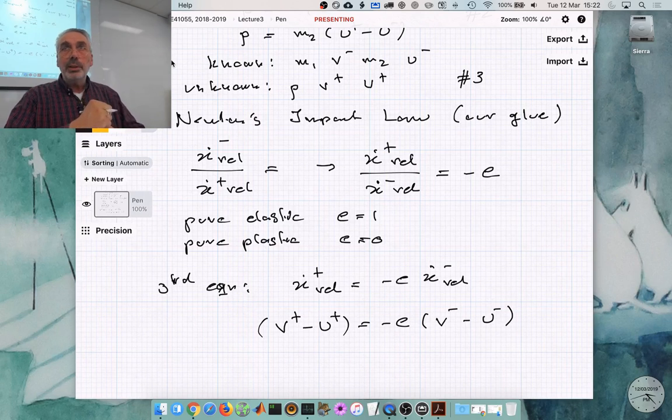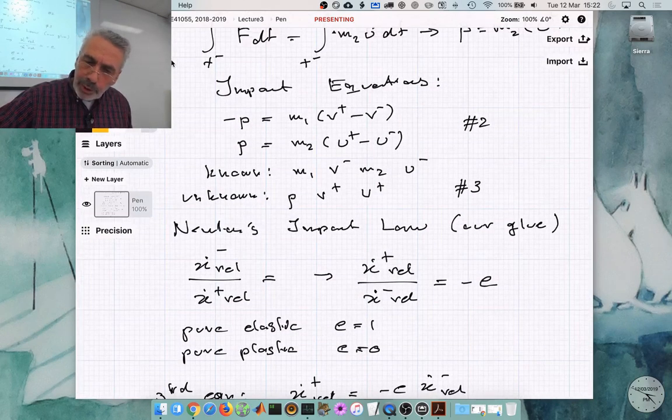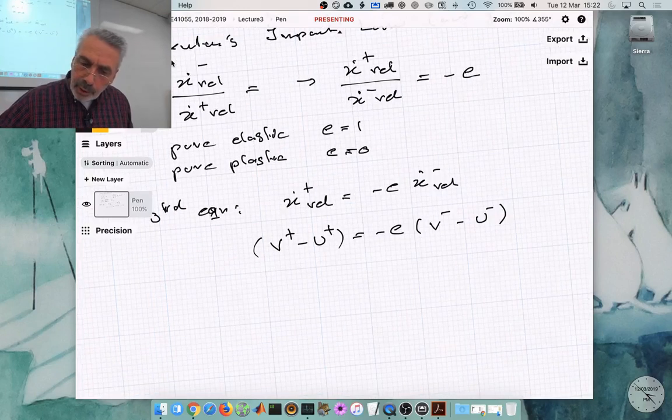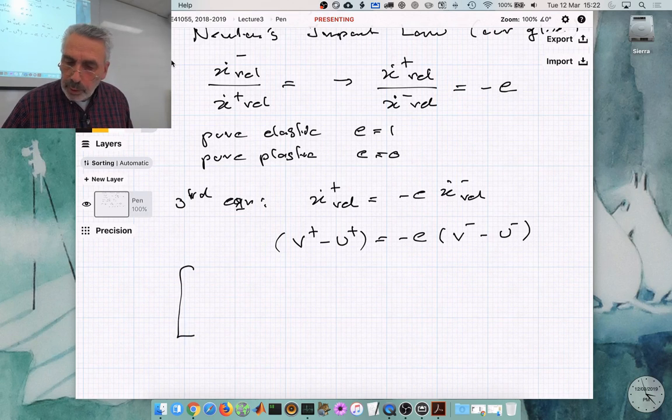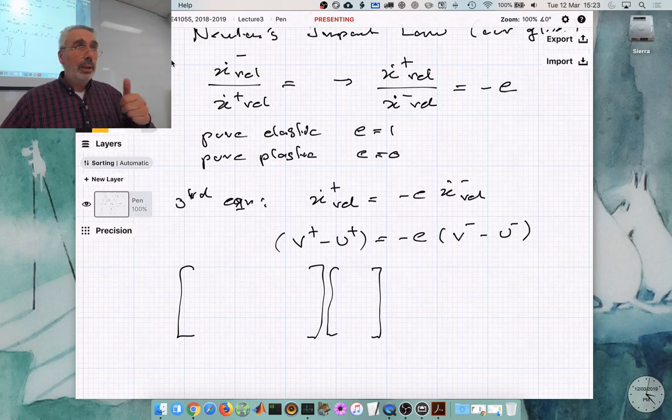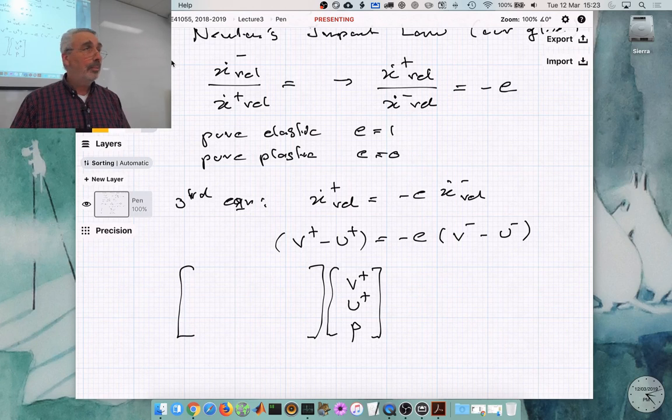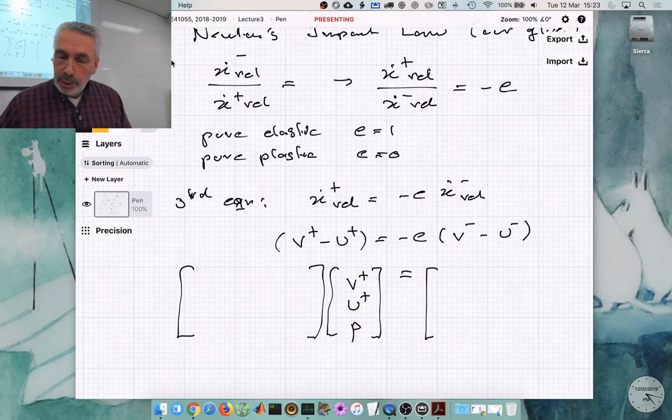But now we're in business. Now we have three equations and three unknowns. So let's rewrite our equations together with the other ones. We know we can form a matrix equation, and we know beforehand what our unknowns are. That's the velocity v after impact, u after impact, and of course the contact impulse. Right? Those were the unknowns. And then we just put all our equations into this set.